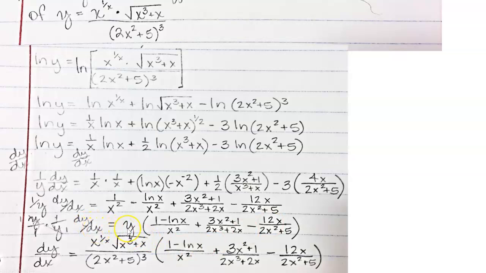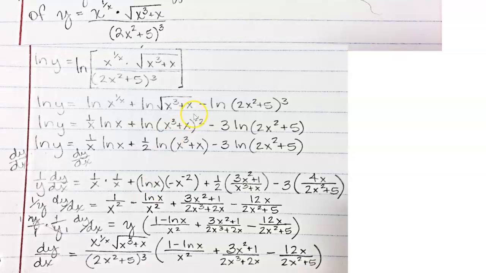I'm not allowed to leave a y in there, but if you remember in the very beginning, they told us what y was equal to. That was our original problem, right? So if this is what y is equal to, let's come down here and let's just replace y with the original equation, because that's what y was equal to. Now everything is in terms of x.